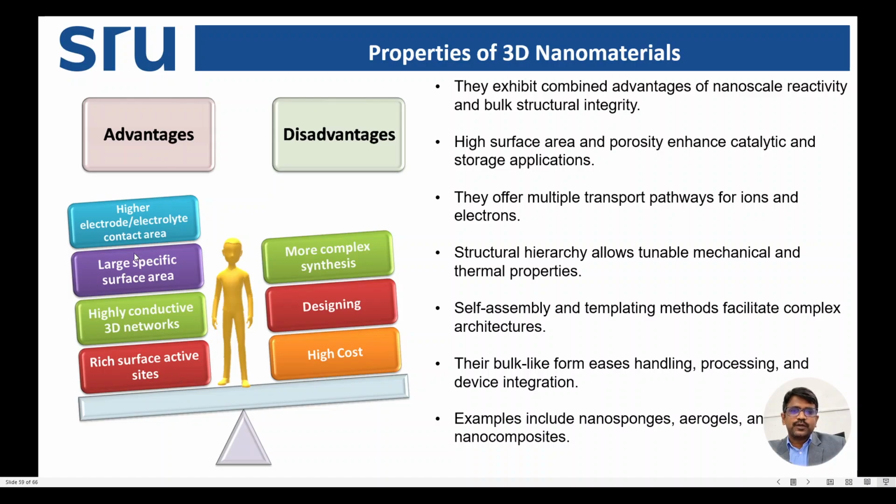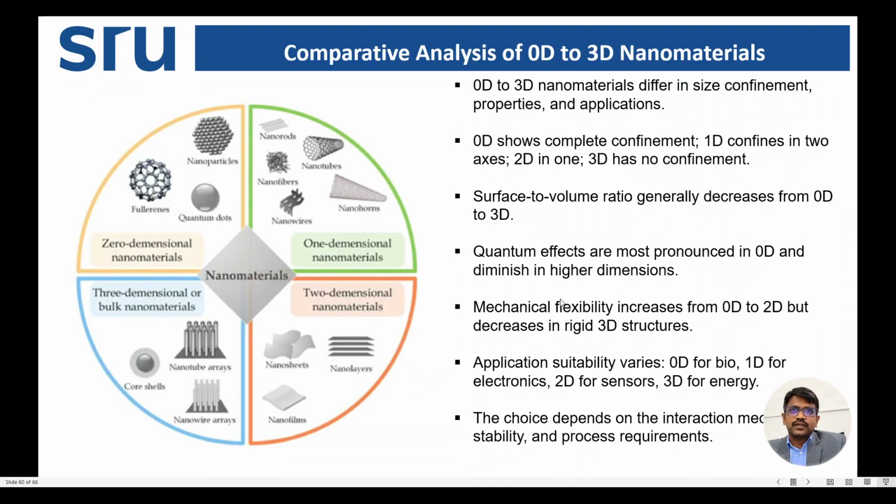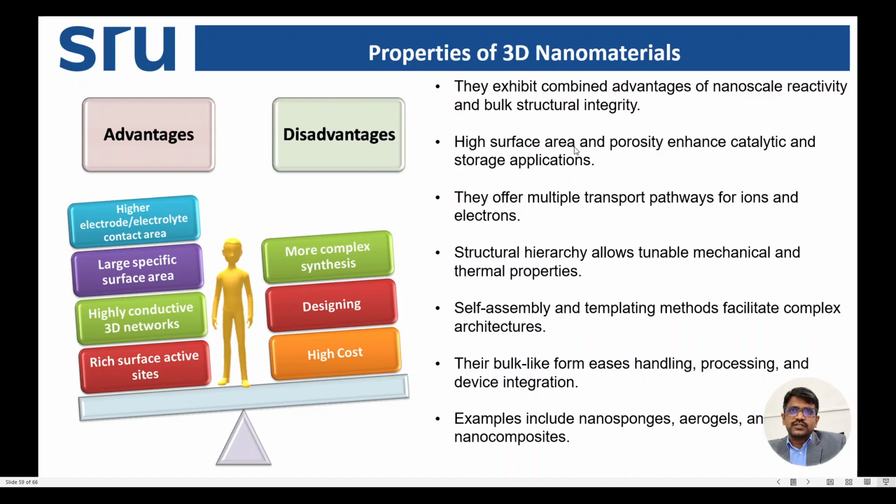All these properties put 3D nanomaterials in a better position for many applications, like 3D printing applications, for mechanical strength, and particularly in the energy field. So these are the properties of three-dimensional materials. Now let's see real examples. Let's see if I have worked on three-dimensional materials or not.